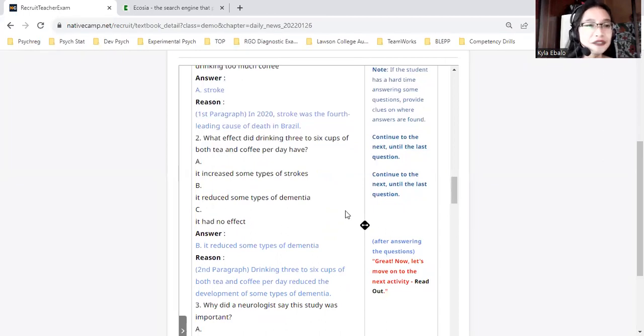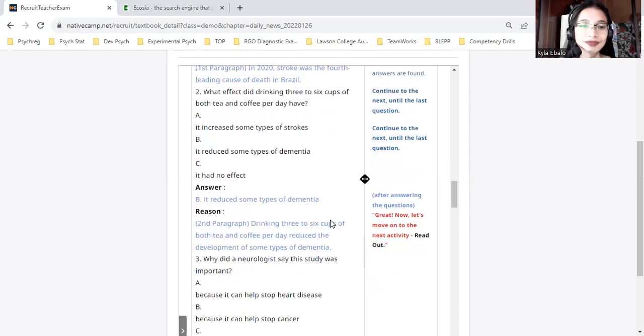Number two, what effect did drinking 3 to 6 cups of both tea and coffee per day have? Letter A, it increased some types of strokes. Letter B, it reduced some types of dementia. Or letter C, it had no effect. Francis, you may now answer. Okay, so just to give you a clue, you can find the answer in the second paragraph of the article. Okay, that's right. Letter B is the correct answer. It reduced some types of dementia.